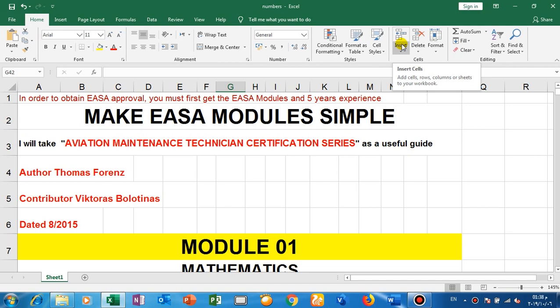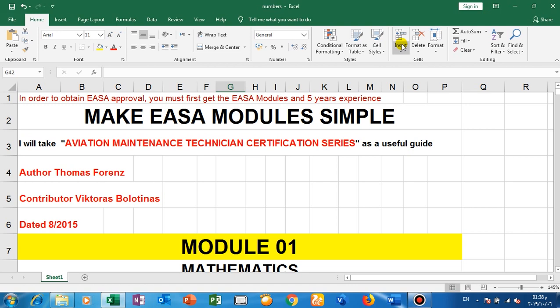I know that you have graduated from the Faculty of Engineering, Aeronautical, Electrical, Mechanical, and also graduated from high school. So the arithmetic is very easy for you, but the EASA approvals need you to pass the EASA modules. The first module is mathematics. So I will try to make the EASA modules simple.